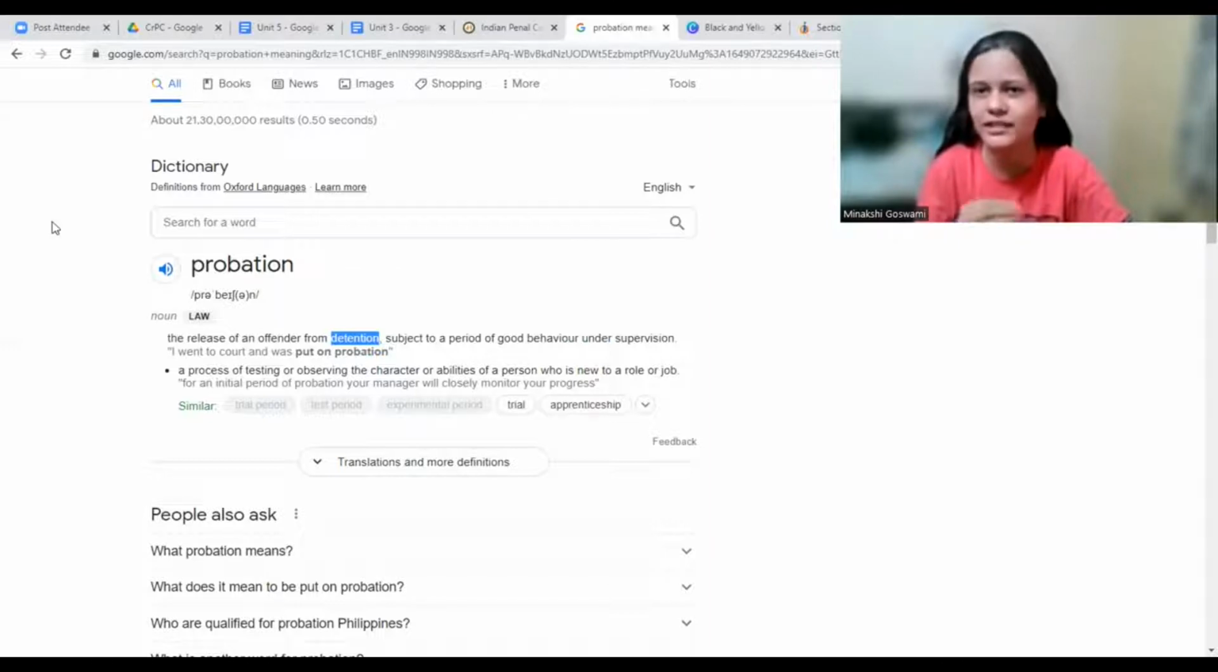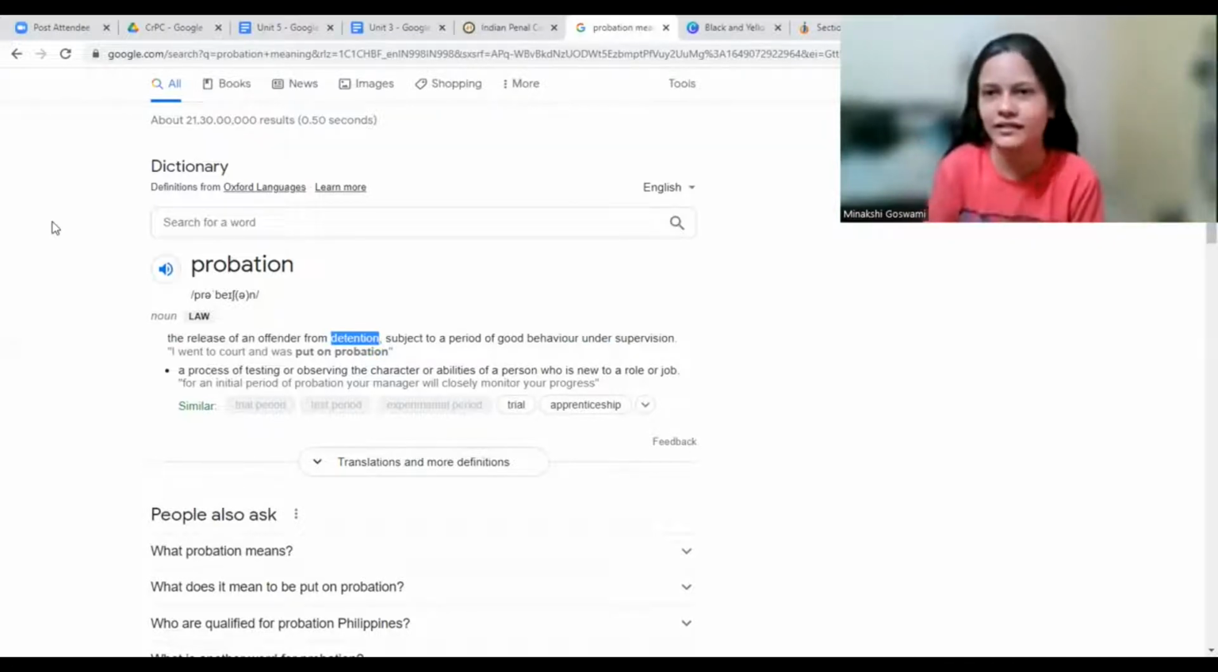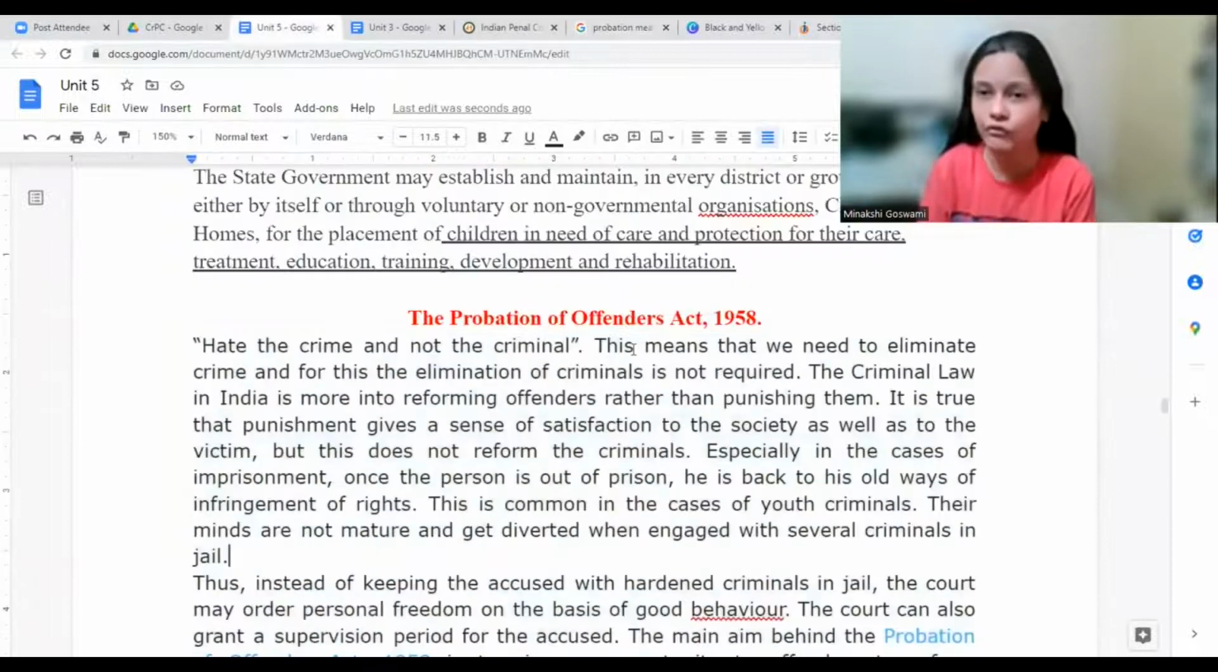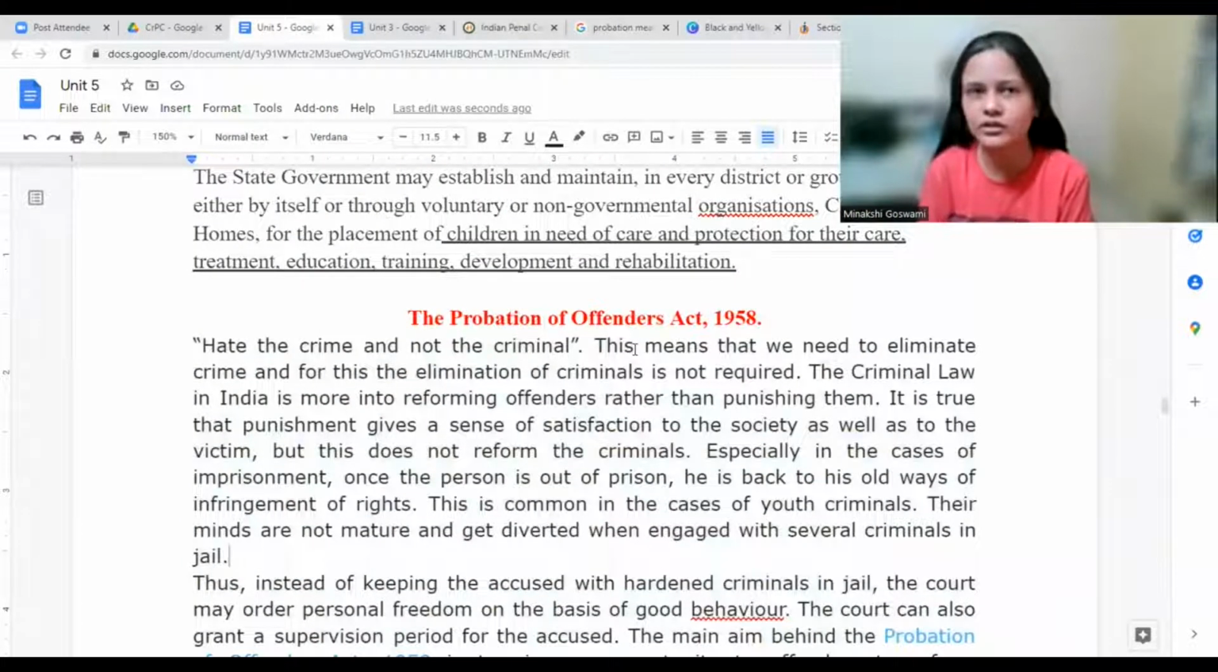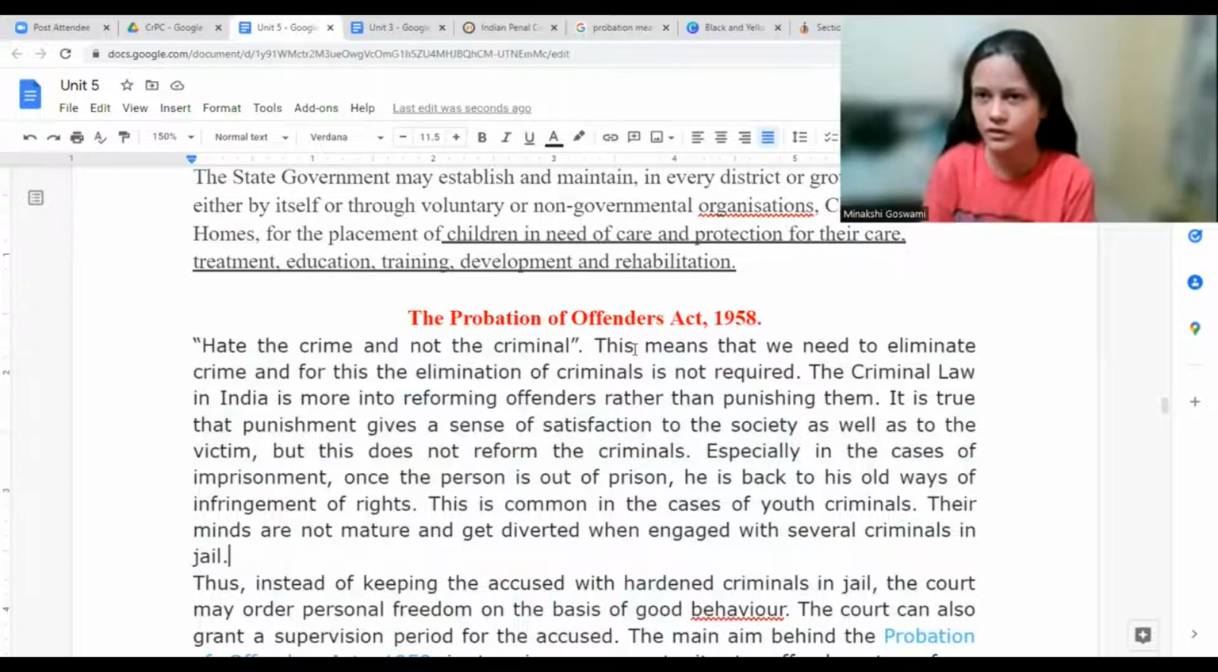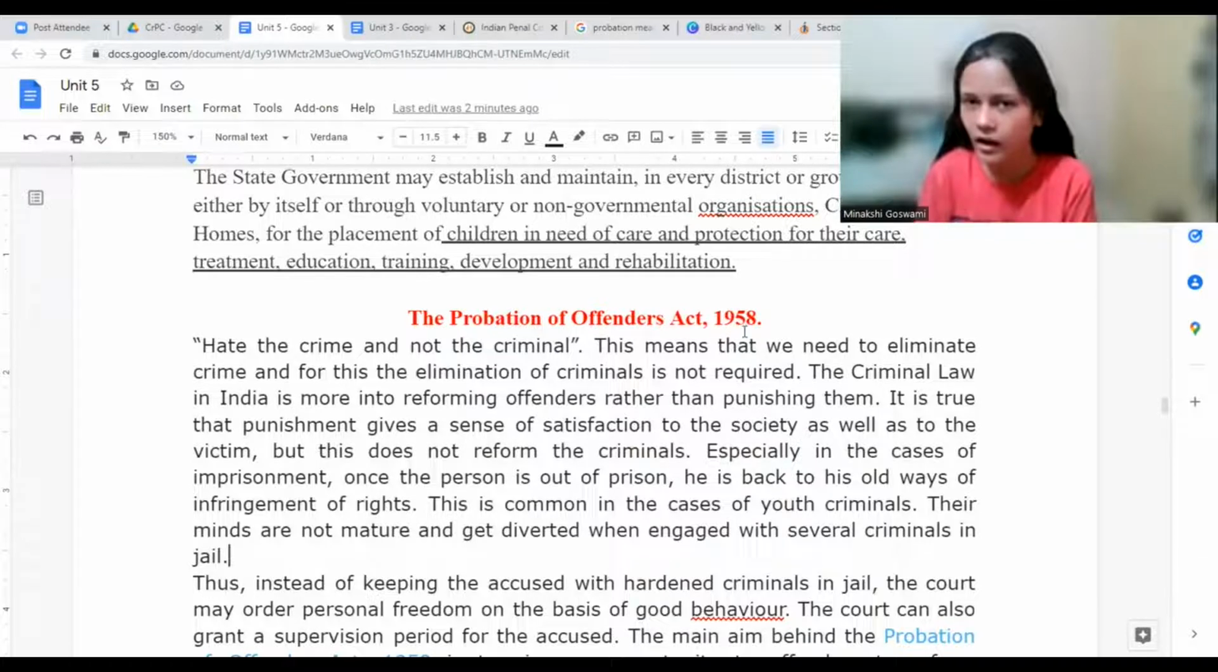rather than sending that person to prison, because in the Indian legal system, the main aim is to reform the person, right? Like we say, hate the sin, not the sinner, because the person commits a crime based on the situation. He is not born a criminal. So there is always a possibility that we can reform a person. So why send a person to prison if he is otherwise a good person, with no criminal record, no previous offenses, nothing? In such a case, why can't we release the person? That provision is given under this legislation, the Probation of Offenders Act.